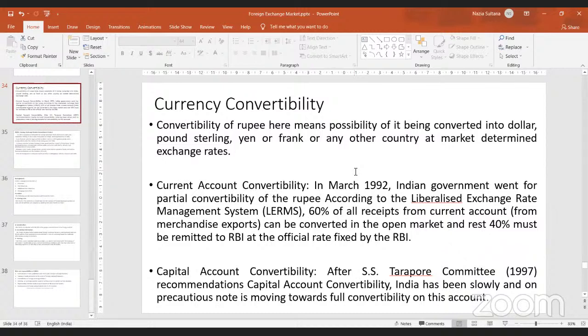So all those people who want to become entrepreneurs and want to sell to foreign countries in future, you have to remember this: all your receipts which you receive on account of your sale of merchandise, you cannot convert completely, 100%.